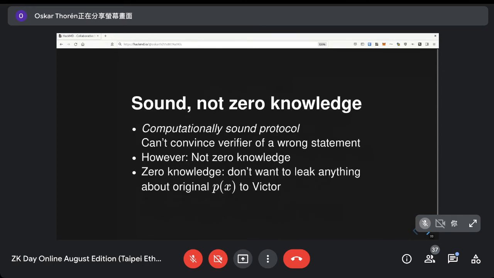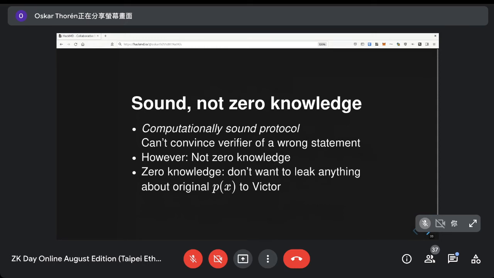Cool. So with this, we have what's called a computationally sound protocol. Essentially, a prover can't convince a verifier of a false statement. We call it computational because there is still a soundness error, an arbitrarily small possibility that Peggy can provide a false proof. But we can be very rigorous about this soundness error, quantifying it and minimizing it. So in practice, it's not something we worry about.